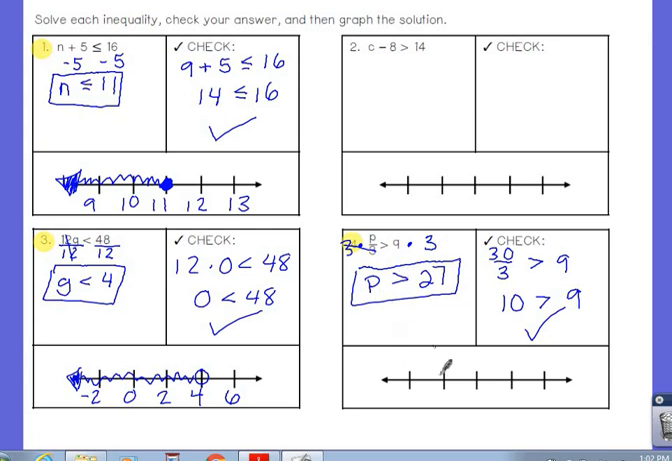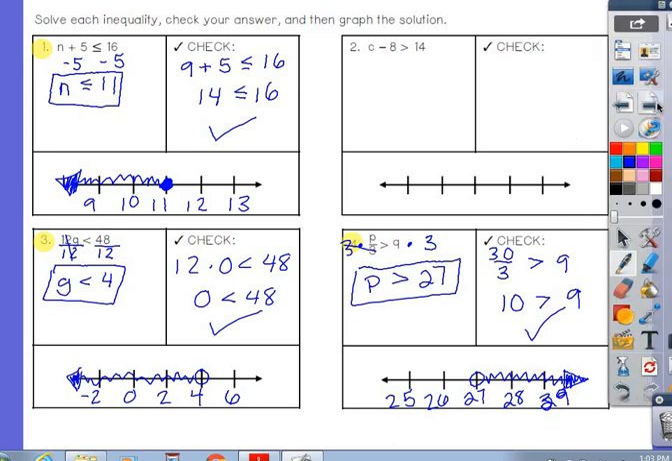I could graph this. 27. I'll count by 1's, I guess. I could have counted by 3's if I wanted to. Open or closed circle? Open. Open on 27. Is 28 greater or 26 greater? 28. So that has to be shaded this way. And there we go.